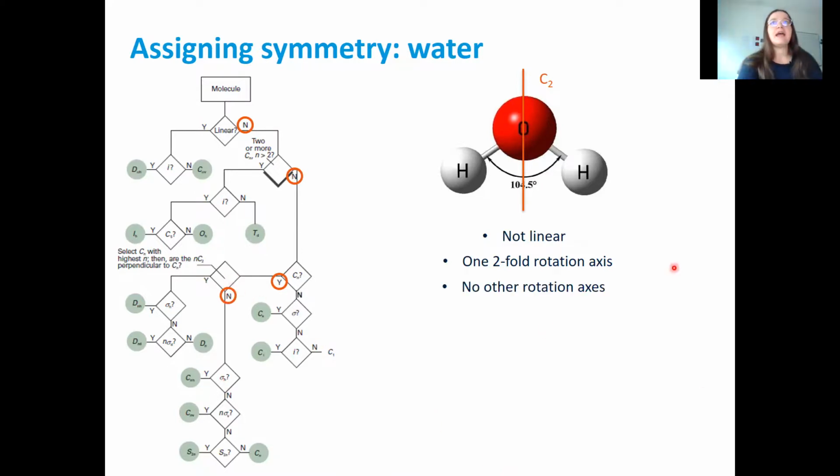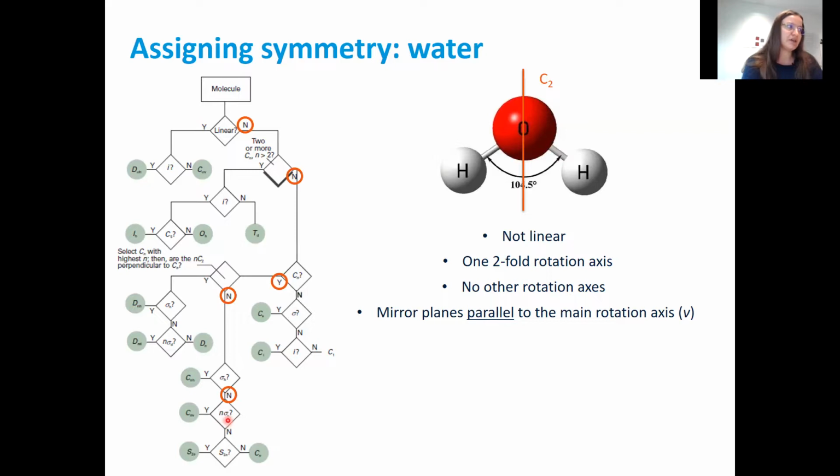Do you have any sigma h? Now, sigma h, by its nature, must be perpendicular to the main rotation axis, as we were discussing before. So you would have to have a plane of symmetry that goes out of the page. That's not there, because once again, it will flip this upwards and the molecule will look different. So no, you don't have the sigma h mirror planes.